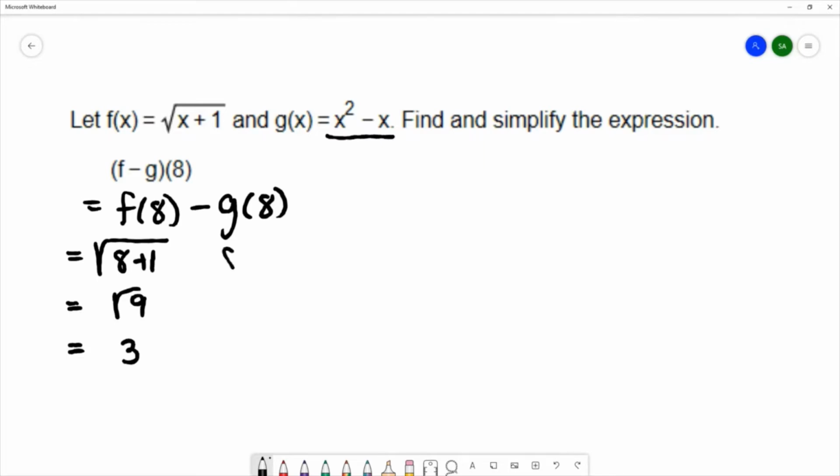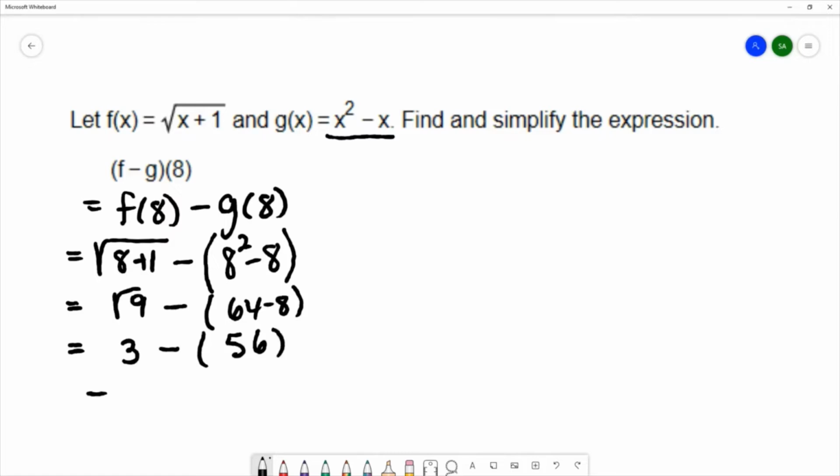That's 8 squared minus 8, and we need to make sure we subtract that whole expression. We're going to subtract 64 minus 8, and 64 minus 8 is 56. 3 minus 56 is negative 53. That's one way to find this expression, the value of this expression.